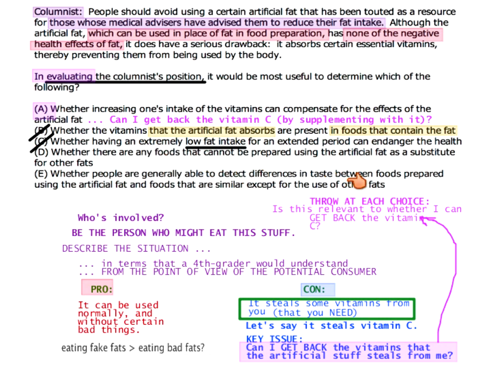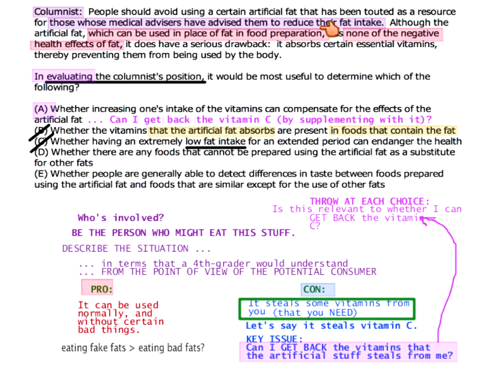Whether there are any foods that cannot be prepared: it says that in general it can be used. There may be exceptions on the margins, but as long as we know it can generally be used in place of fat, then we're good. And whether people can taste it, it might be tough if it doesn't taste very good, but the substance of the problem is health benefits and drawbacks and the potential danger of having vitamins stolen from your body, not how it tastes.